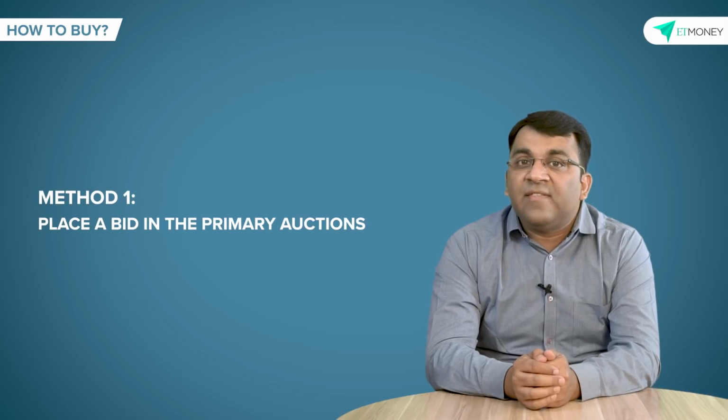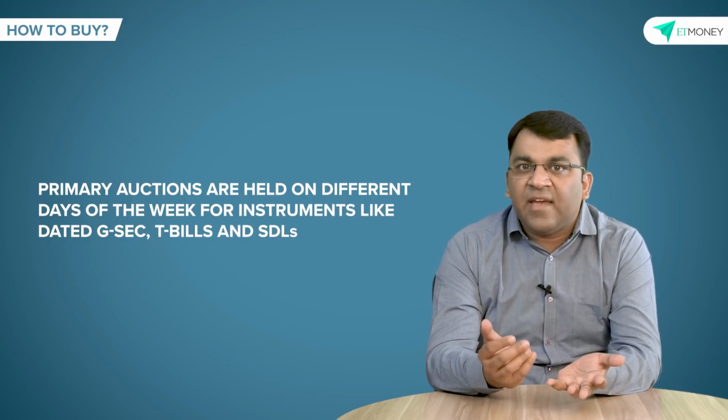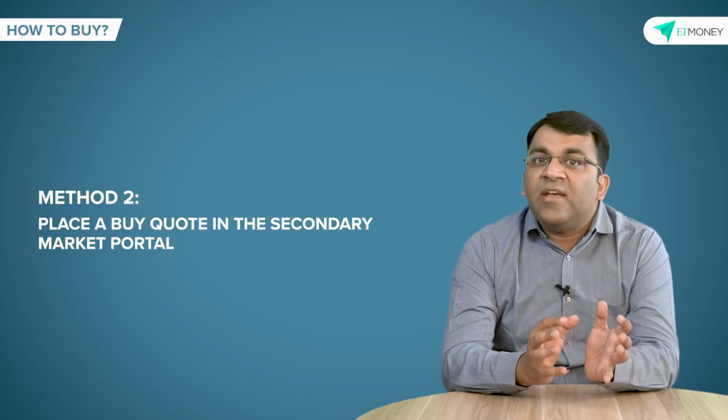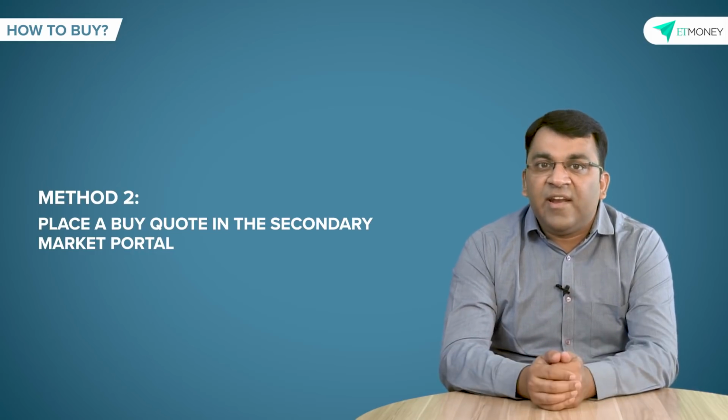There are 2 ways to buy government securities through the Retail Direct platform. The first approach is to place a bid in the primary auctions. Now, primary auctions are held on different days of the week for instruments like dated GSEC, T-bills, and STLs. This process happens through the platform, and individuals need to fund their bid before the closure of the bidding or subscription window to avoid cancellations. The second method of buying government securities is by placing a buy quote in the secondary market portal, which works a lot like buying shares through your online trading account.